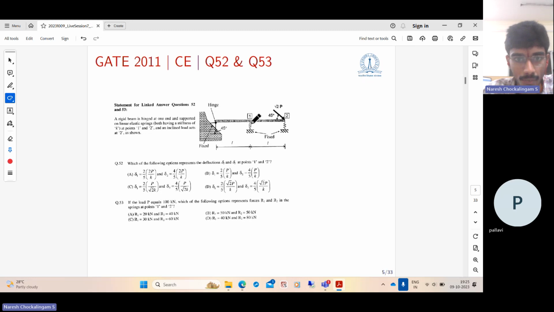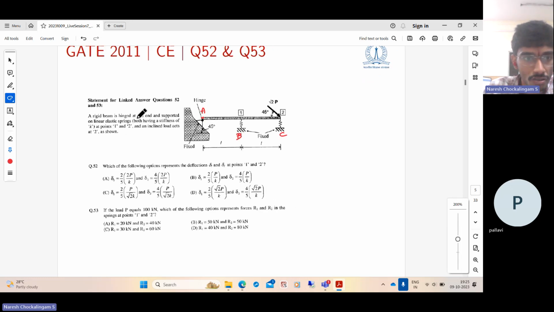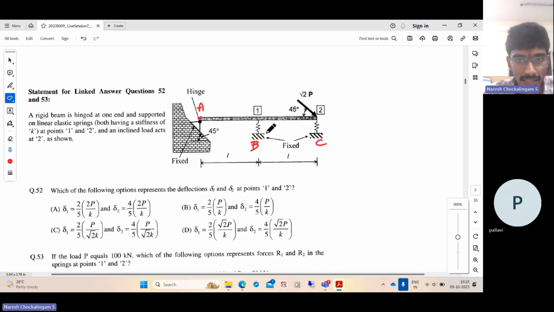You have a rigid beam which is supported by a hinge at the left end. Let us call this point A. You have two springs, one at the midspan and one at the end. Let us call these points B and C. The spring constants, if the text is too small, I can zoom in. It is given that the spring stiffnesses are K and K respectively. Both have equal stiffness.